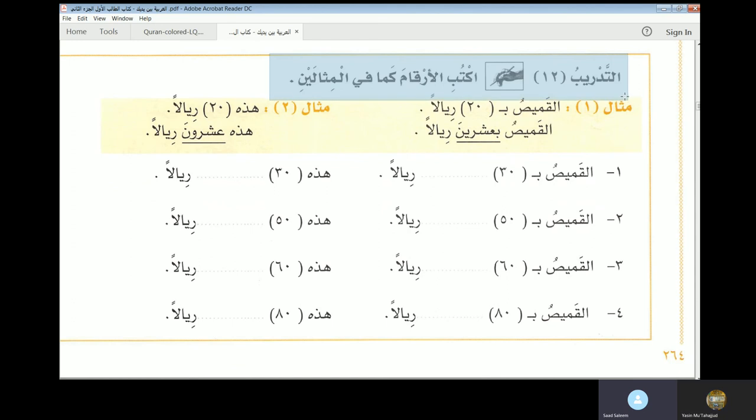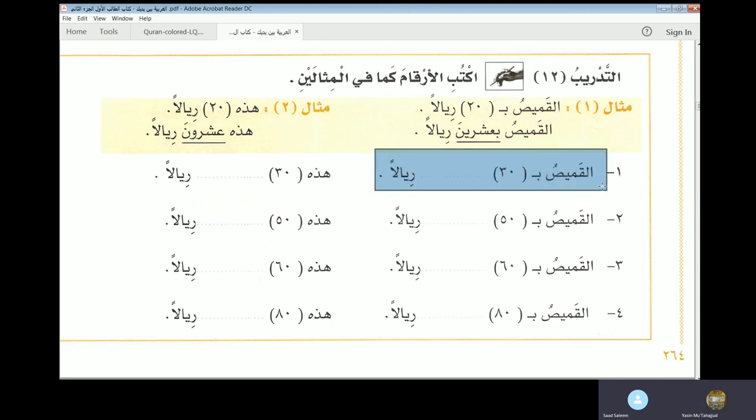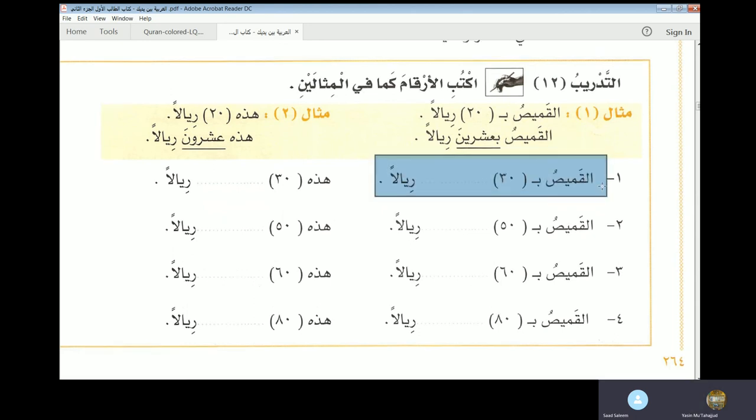Write the numbers like in the two examples. Write the number like we did in the example. So here it is written in digit form. We will write it in word form. Al-Kamis bi-ishrina rialan. This is twenty riyals. So what will you write here? Read the complete. Right there we will write the. So that's Al-Kamis.